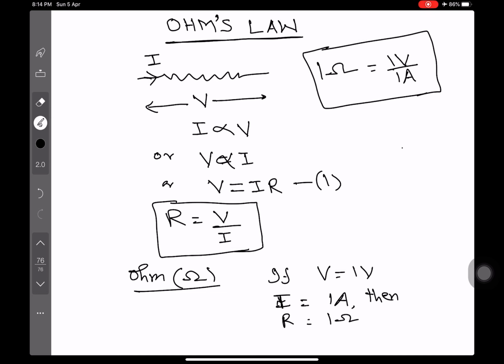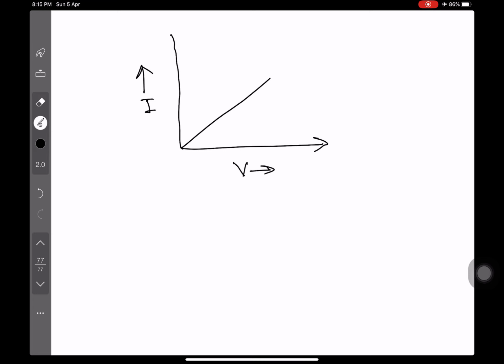Now, as V is directly proportional to I, and whenever two quantities are directly proportional to each other, the graph between them is a straight line passing through the origin. Therefore, if we plot a graph by taking potential difference V along the x-axis and current along the y-axis, the graph obtained will be a straight line like this passing through the origin O. So this is the shape of the graph.